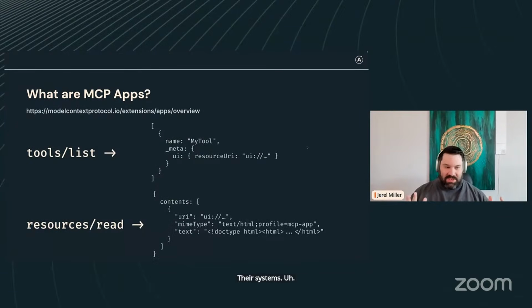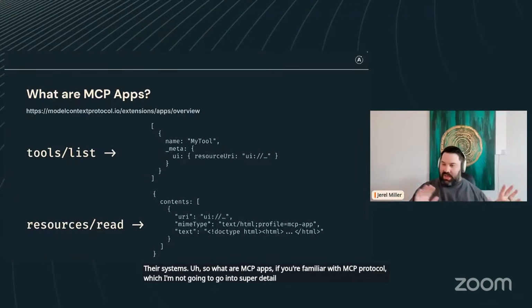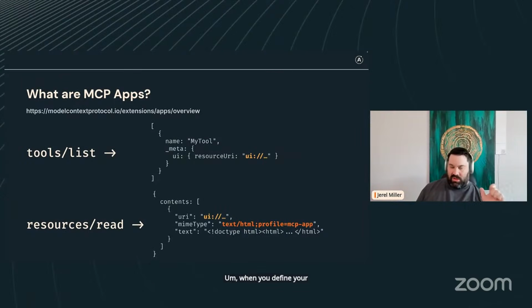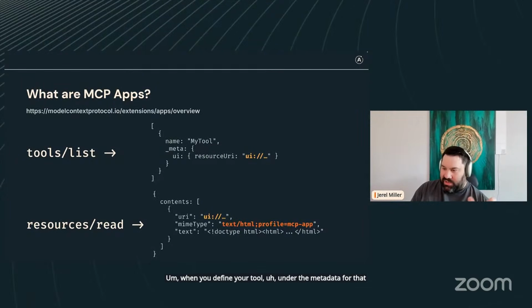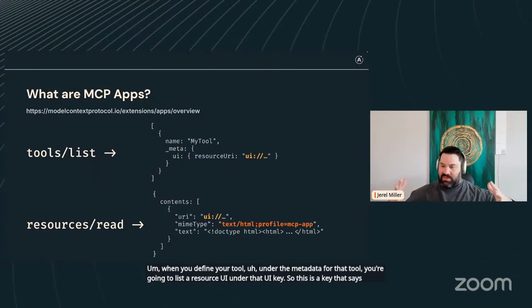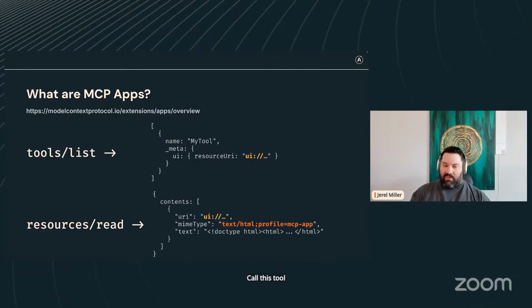So what are MCP apps? If you're familiar with the MCP protocol, which I'm not going to go into super detail, there's a few key pieces to actually using MCP apps in your system. When you define your tool, under the metadata for that tool, you're going to list a resource UI under that UI key. This is a key that says, hey, we're going to render something to the screen whenever you call this tool. And then we have a resource that's defined that's going to return the HTML for that.